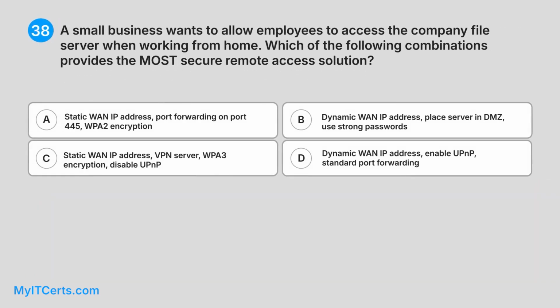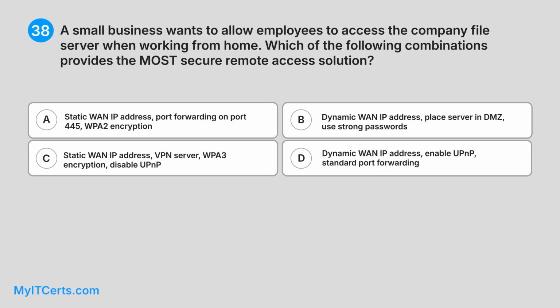38. A small business wants to allow employees to access the company file server when working from home. Which of the following combinations provides the most secure remote access solution? A. Static IP address, port forwarding on port 445, WPA2 encryption.